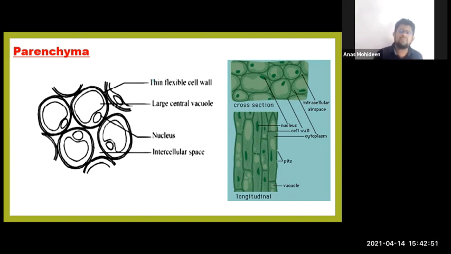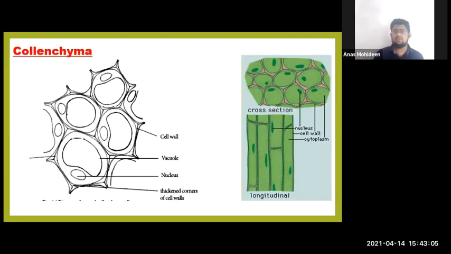So this is all about the parenchyma tissue, the first type of simple permanent tissue. Next, collenchyma tissue. Collenchyma tissues are modified parenchyma tissues. They have polygonal shaped cells. They have a nucleus, a cytoplasm, and also a central vacuole. Sometimes there may be intercellular spaces present, or sometimes there may not.